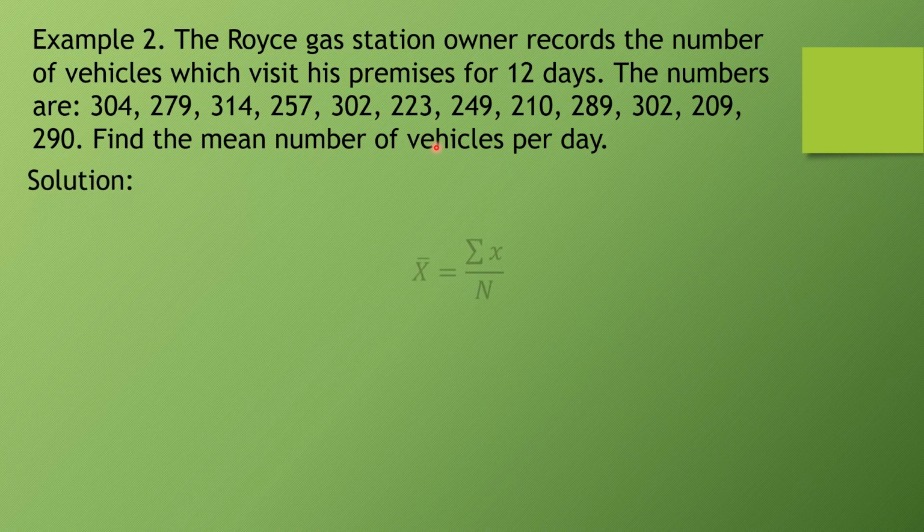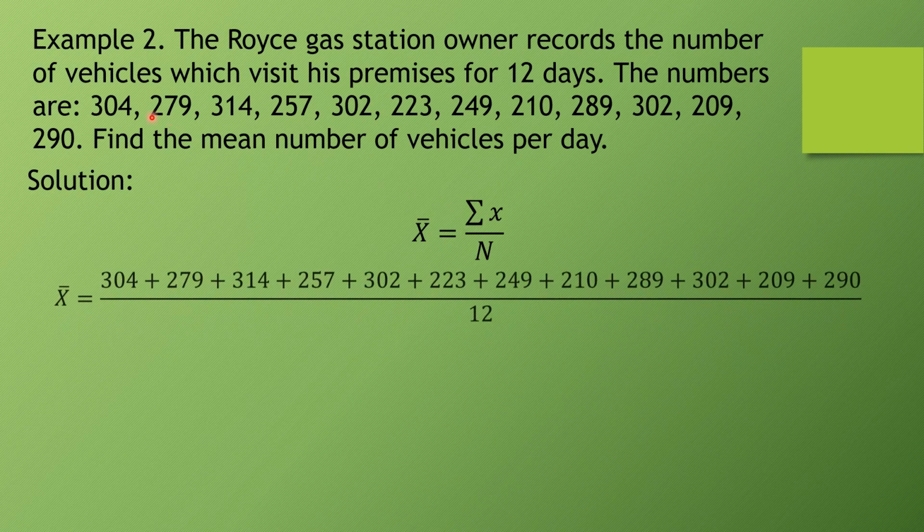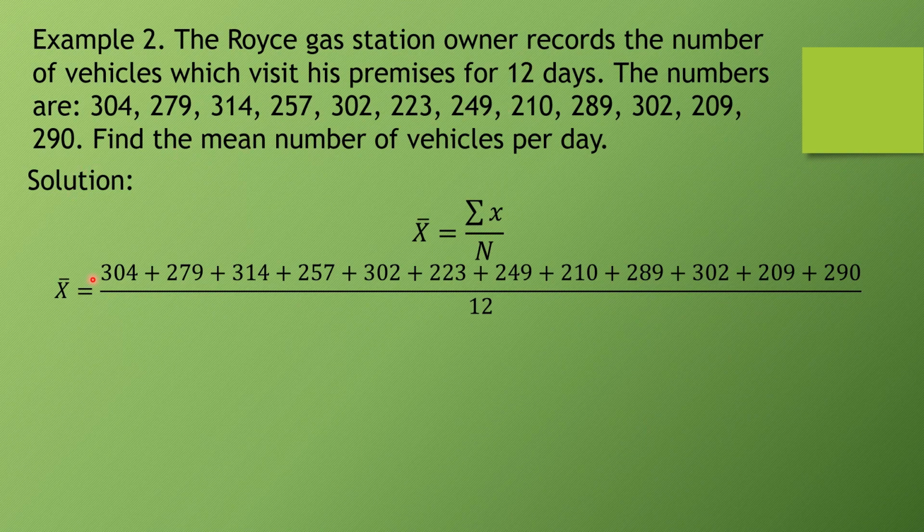So, again, for our solution, we use the same formula. X bar is equal to the summation of x over n. And we need to add all the given values. So, this is 304 plus 279 plus 314 plus 257 plus 302 plus 223 plus 249 plus 210 plus 289 plus 302 plus 209 plus 290. So, we add all of them. And the n is 12 since there are 12 data values because that is good for 12 days.